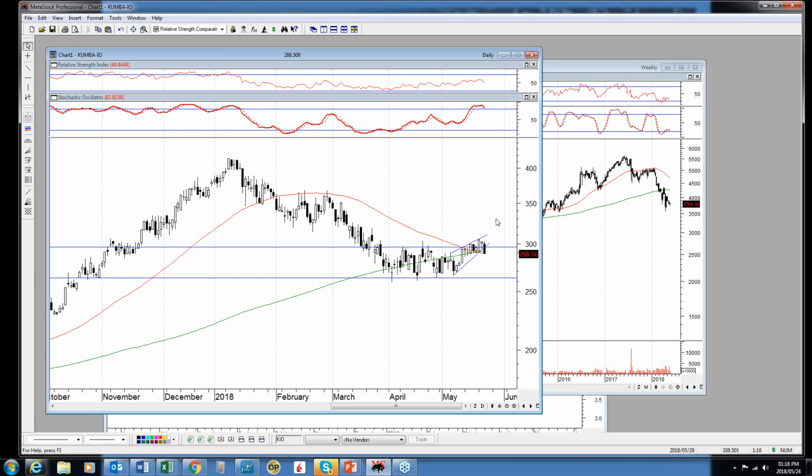If it had managed to hold above 300 Rand, I would have gotten more excited. But the fact that it hasn't, and that it looks as if that move above 300 was a false break, suggests to me that it might actually now start to come lower from here. So I'm a bit cautious on that.